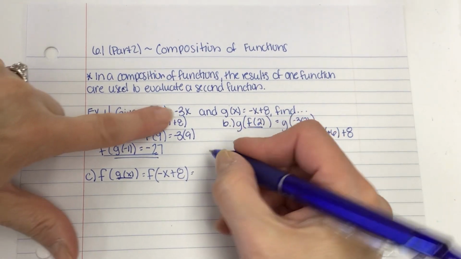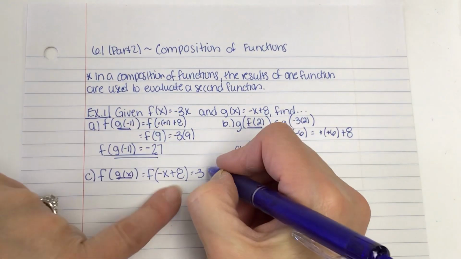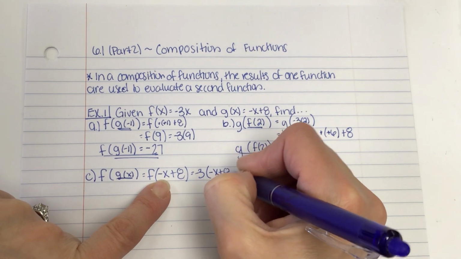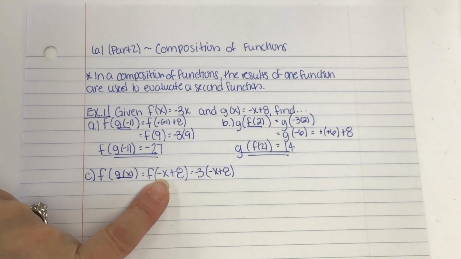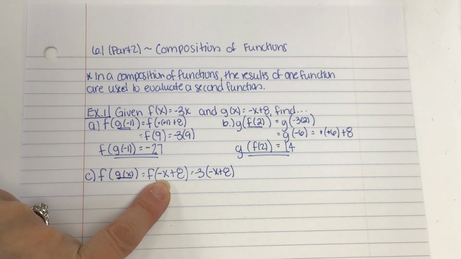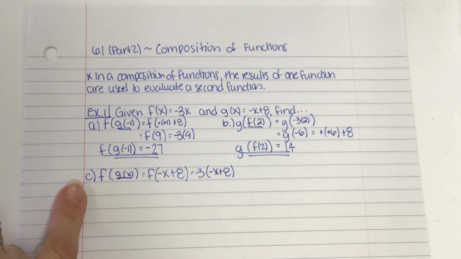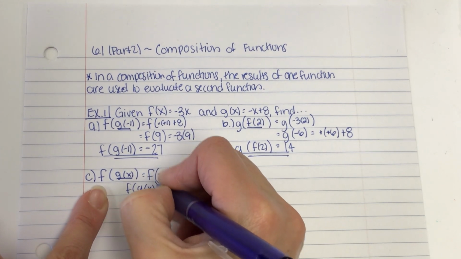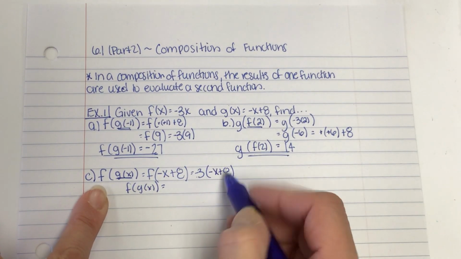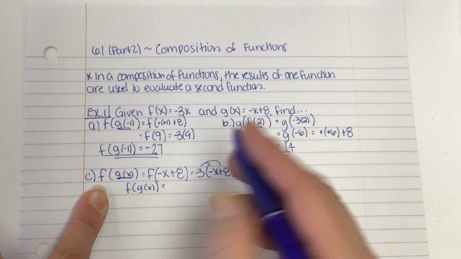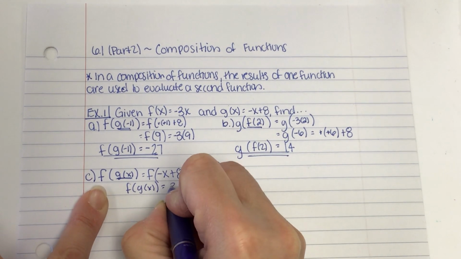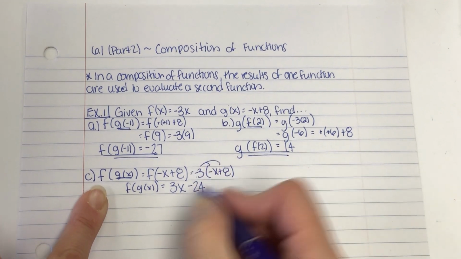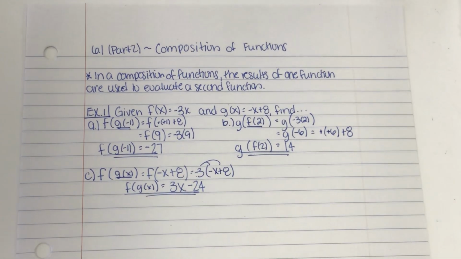So here we have negative 3, and instead of x, I now have negative x plus 8. So f of g of x would equal, multiply that out. Negative 3 times negative x is? Negative 3 times 8 is? And that's your answer.